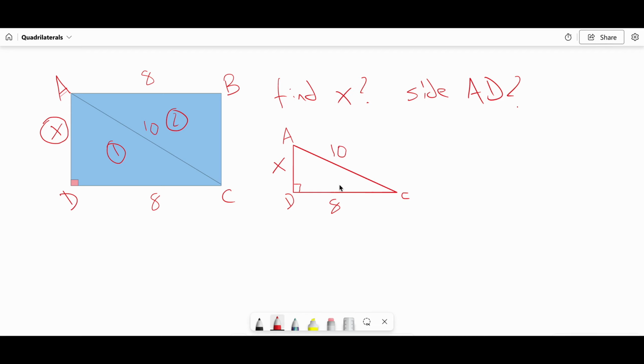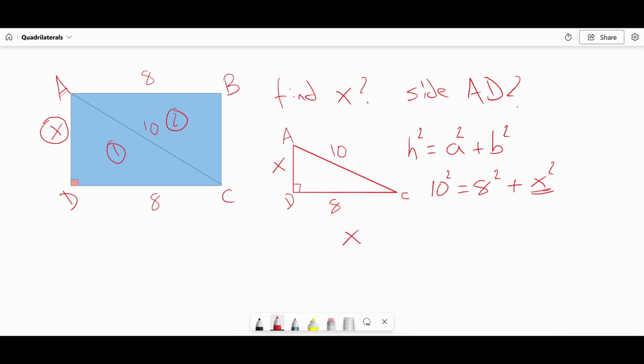Now remember, when we have a right triangle, we can apply Pythagoras, right? And Pythagoras said that the hypotenuse to the power of 2 is equal to the other two sides added, each one of them to the power of 2. We have the hypotenuse, which is 10 to the power of 2. We have another side, which is 8 to the power of 2, plus x to the power of 2, which is the unknown that we need to find.